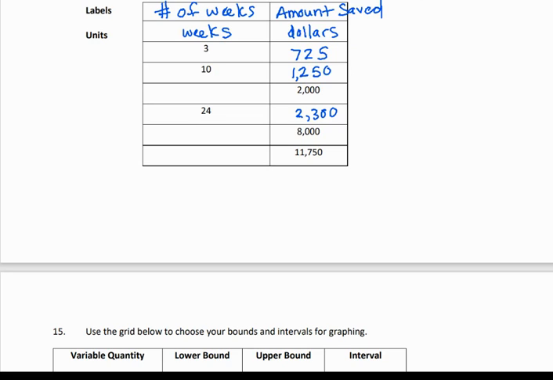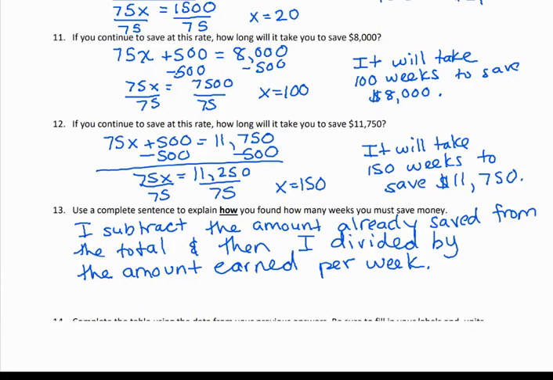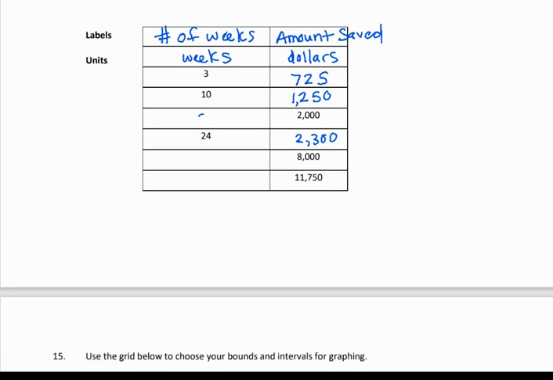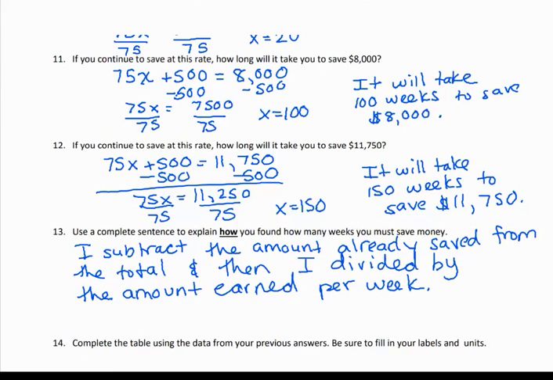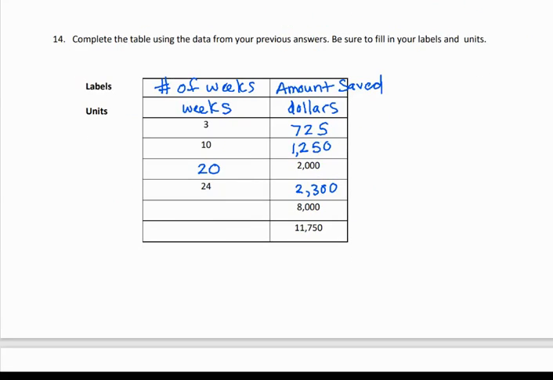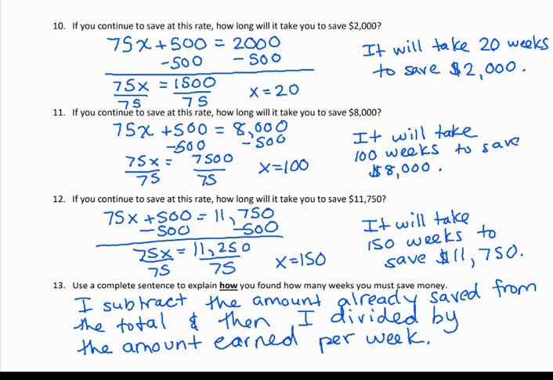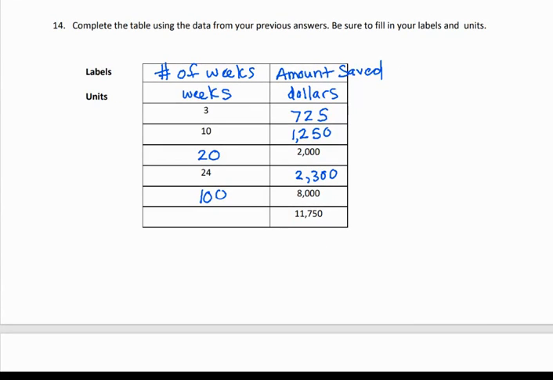Okay. The second page of our calculations gives us the other values. So when it was $2,000, how many weeks was that? 20. Good. Is everyone seeing where we're just getting this info? Okay. For $8,000, it was 100, right? And then $11,750 was 150 weeks. Okay? So please make sure right now that you have that chart copied correctly. Anyone need more time?